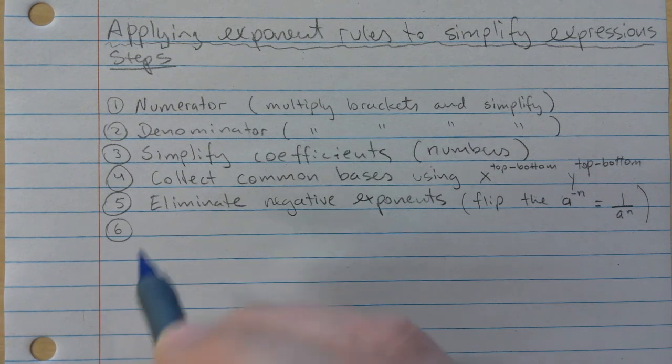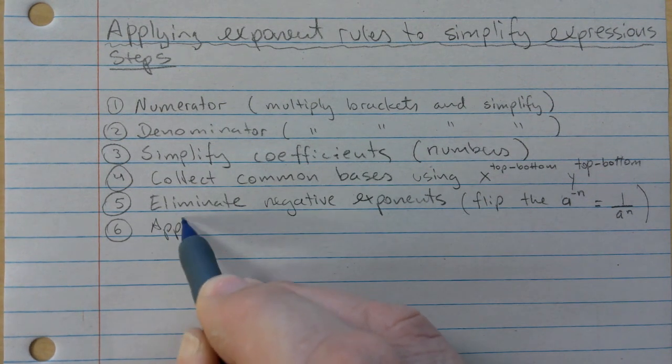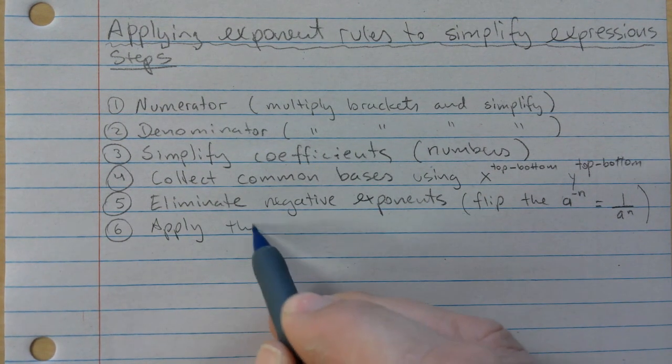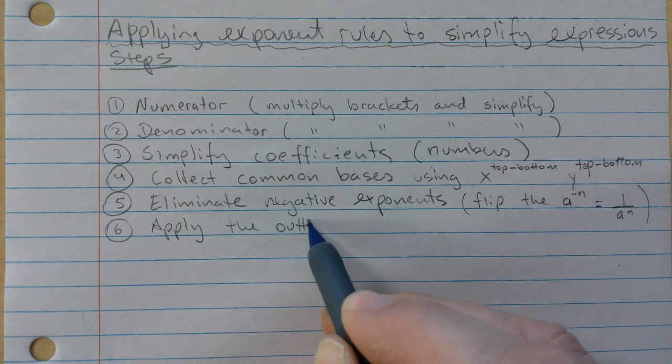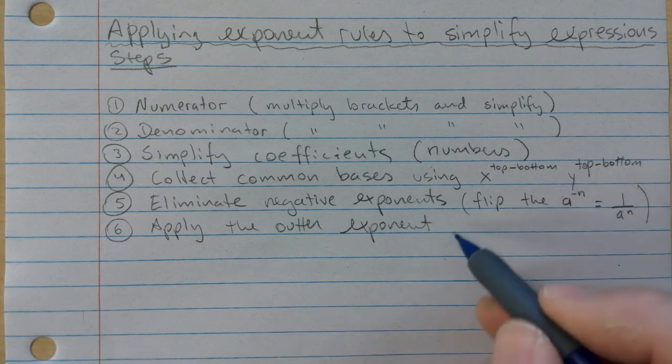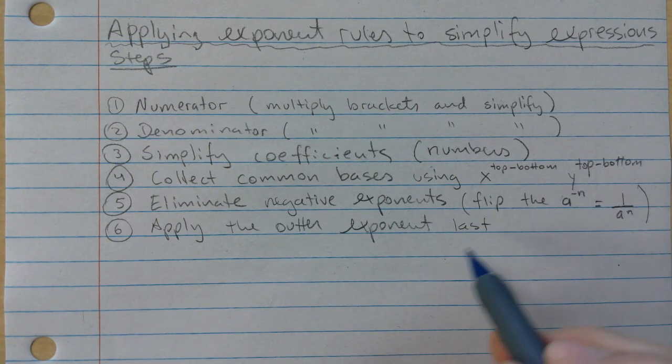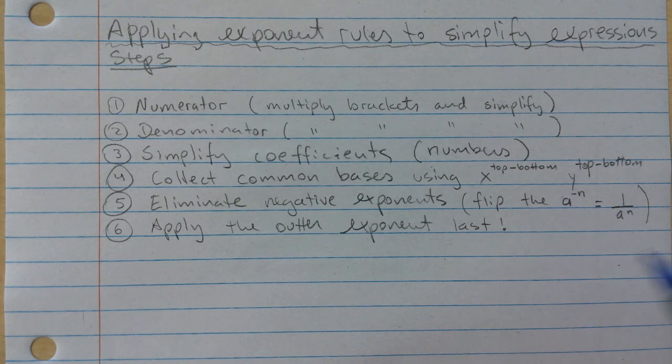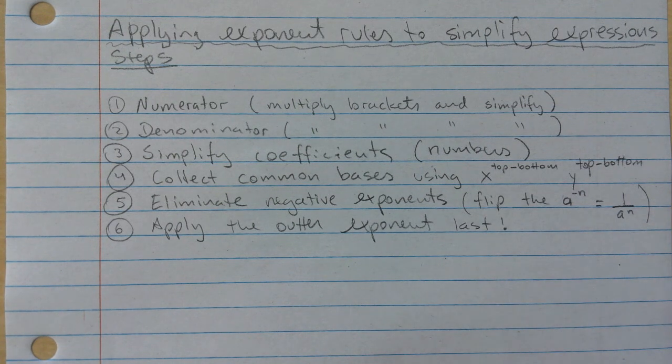Six, apply the outer exponent last, okay? So that's going to be the very, very outside, like if everything is in brackets, you have a whole bunch of stuff inside, and there's an exponent on the very outside, you do that one last, okay?